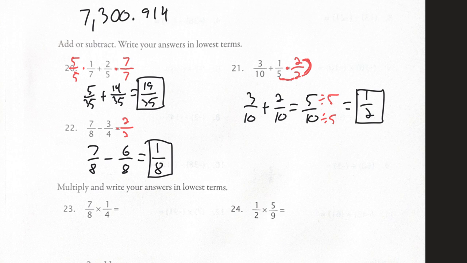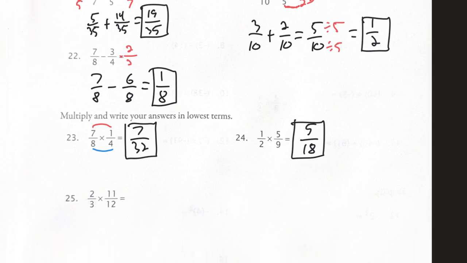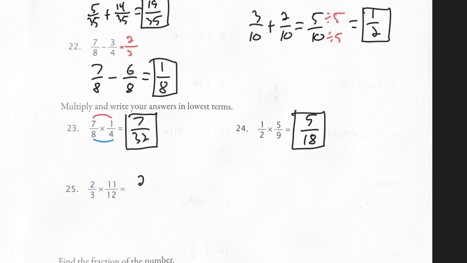For multiplying fractions, you just go straight across. So 7 times 1, 8 times 4, that's 7 over 32. Nothing goes into both of those numbers, so we're done. Next one is 5 over 18. There's no number that divides into 5 and 18, so we're done. This one would be 22 over 36. 2 goes into both 22 and 36. We get 11 over 18.